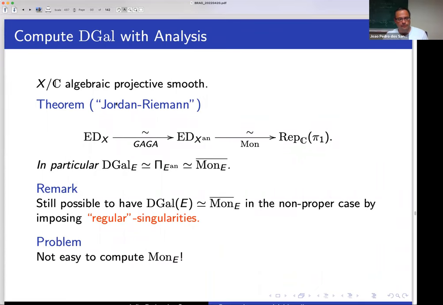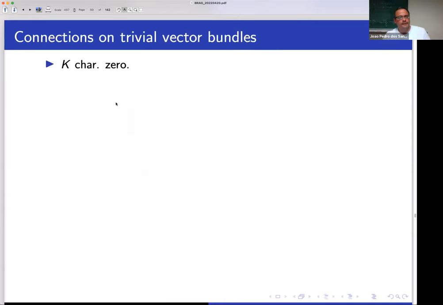Okay. But of course, the problem is that it's very hard to compute monodromy because you have to give names to functions which are solutions to differential equations, which you just don't know what they are. I mean, they are power series, and very, very hard to compute. Well, then the idea to try to simplify this computation is the following.